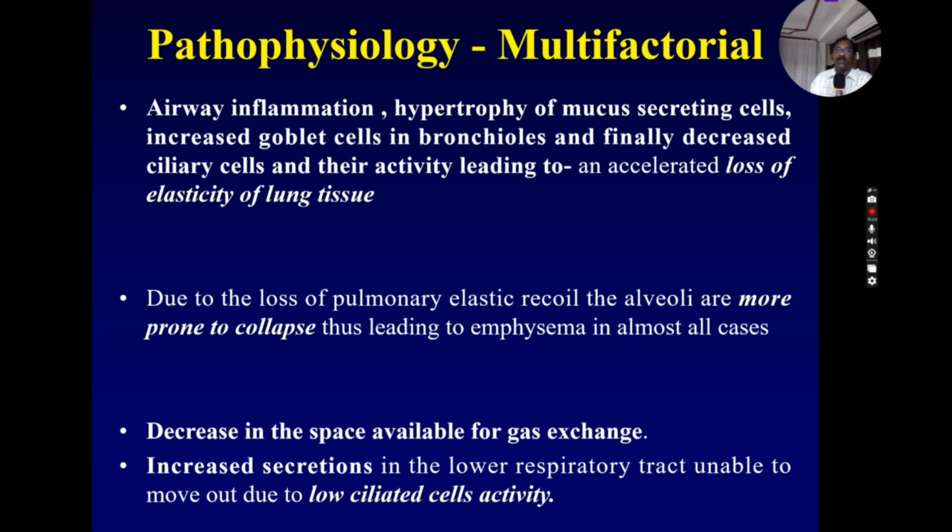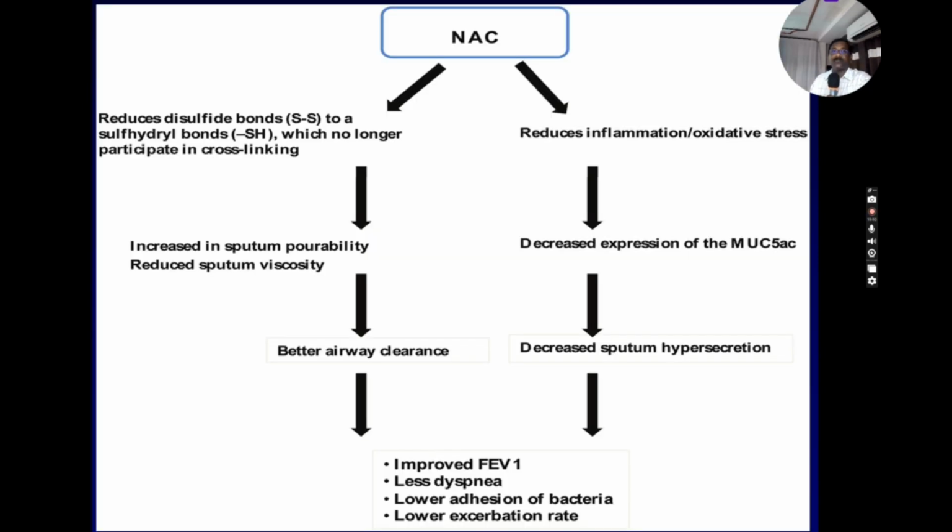So in one word, there will be inflammation and hypertrophy because of these cells, and a decrease of the ciliary cells, the protective cells I already told you about, and their activity, leading to an accelerated loss of elasticity of the lung tissue. Due to this, the lung is more prone to collapse, thus leading to emphysema in almost all cases. So there will be a decrease in the space available for gas exchange, and there will be increased secretions in the lower respiratory tract, unable to move out due to the low ciliated cell activity.